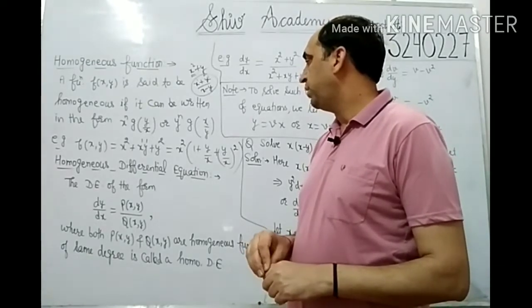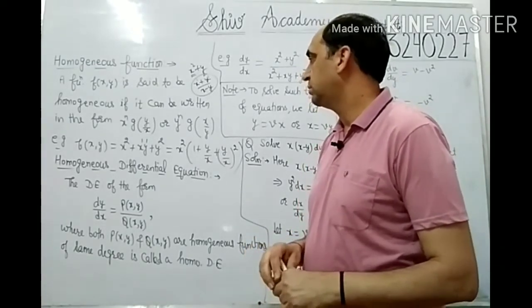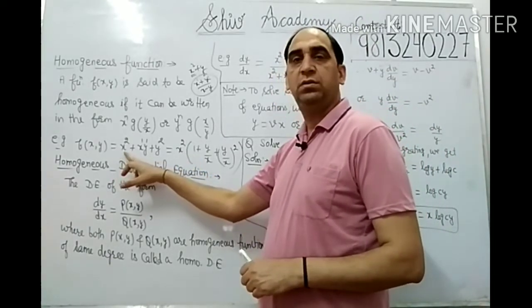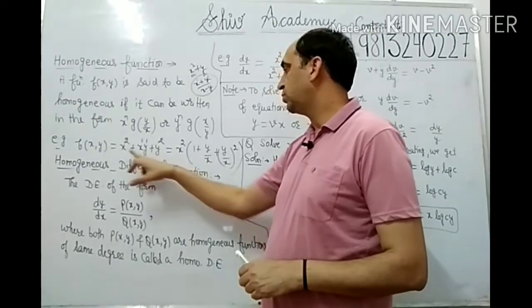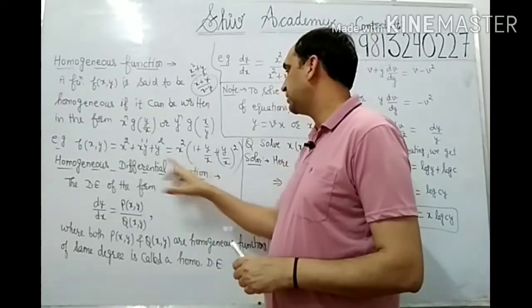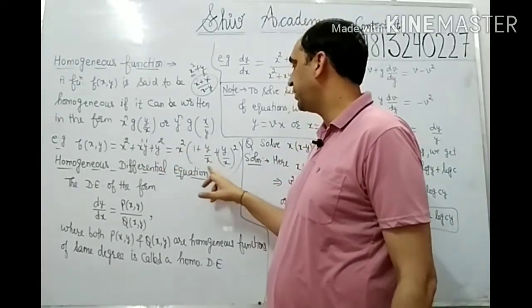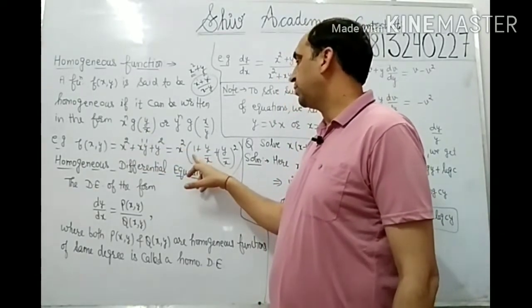So if we look at this f(x,y), we can take x square common. Clear? X square common, so it is 1, it is y by x, it is y by x square. So we have written it in this form, x to the power n function of y by x, where y by x square, it is y by x to the power 0.